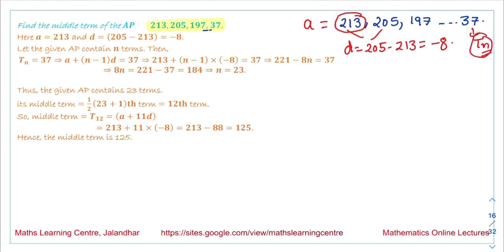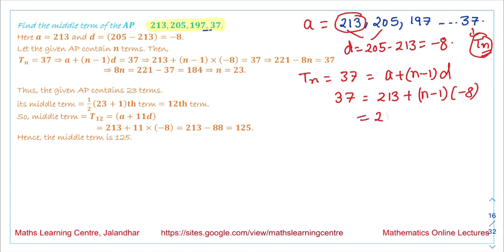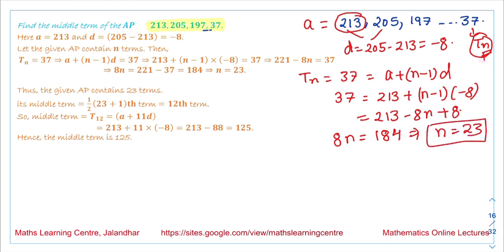Now we are saying suppose this AP contains n terms, that is, this is the term Tn. We want to calculate this value of n. So we are saying Tn is equal to 37 is equal to A plus n minus 1 D. So it is 37 is equal to 213 plus n minus 1 into minus 8. So it is 213 minus 8n plus 8. So the value we get is 8n is equal to 184. So this implies n is equal to 23. So we are saying this is the 23rd term.